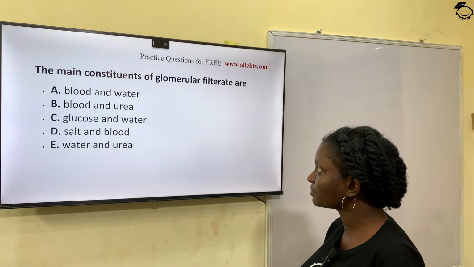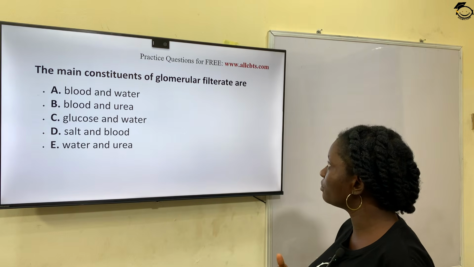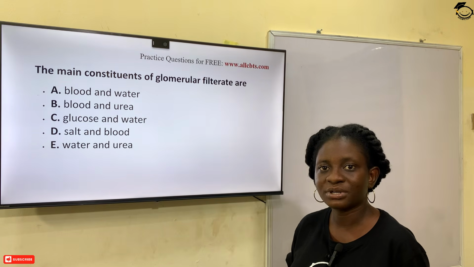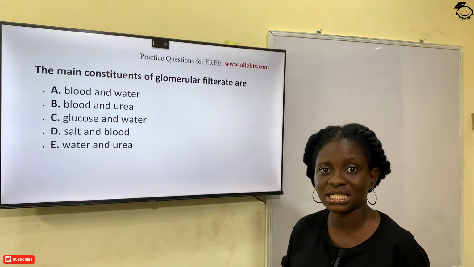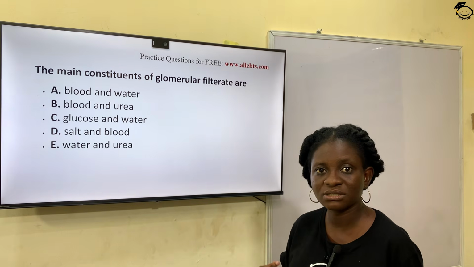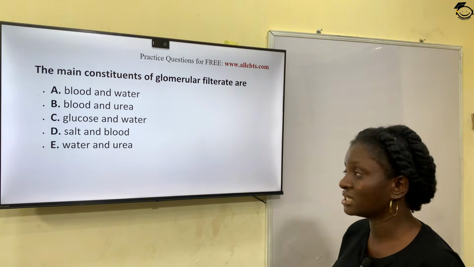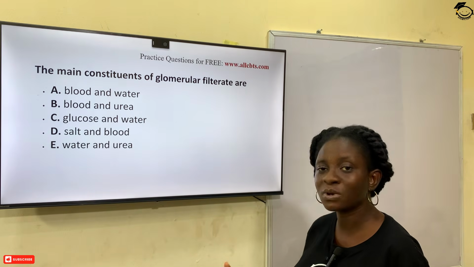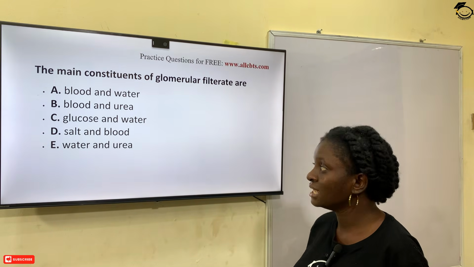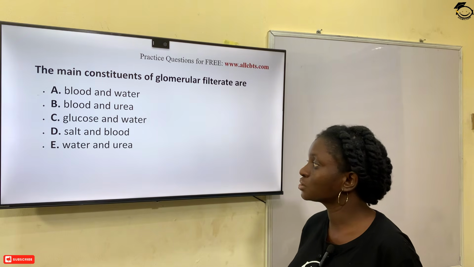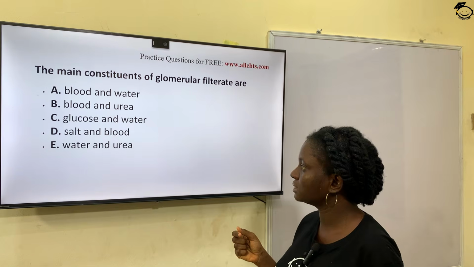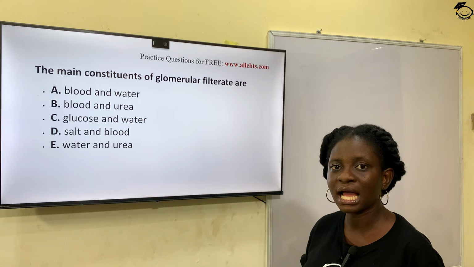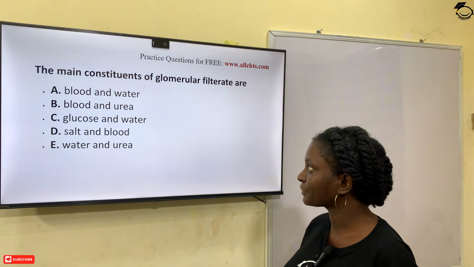Next question. The main constituent of glomerular filtrate. The glomerulus is present in the kidney and is involved in filtering water and also passing out urea. So the main constituents of glomerular filtrate are option A, blood and water, B, blood and urea, C, glucose and water, D, salt and blood, and E, water and urea. The correct answer is water and urea, option E.